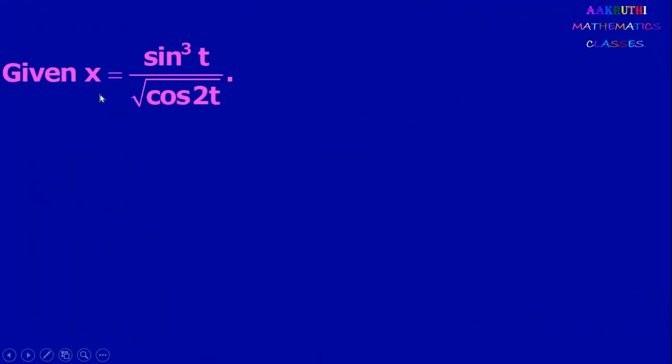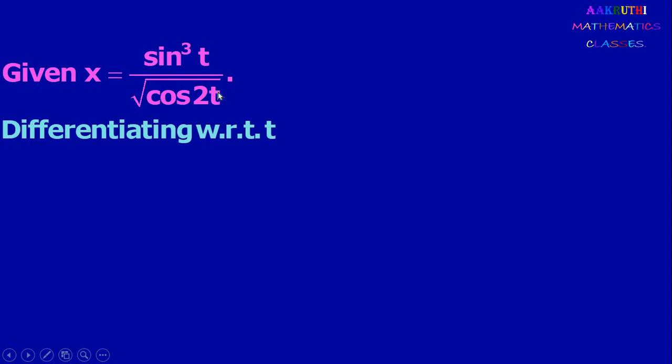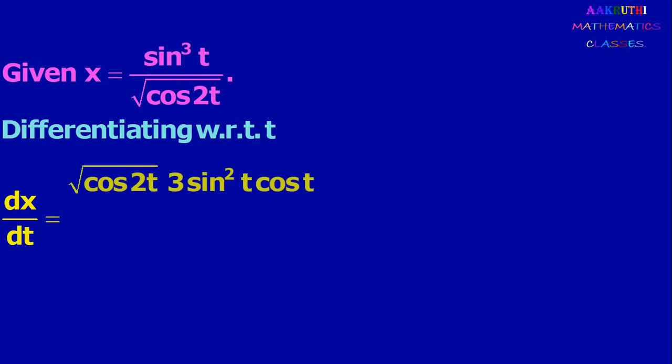Now here it is given x equal to sin cube t divided by root of cos 2t. So here t is the parameter, you have to differentiate with respect to t. And here x equal to sin cube t divided by root of cos 2t, it is of the form u by v. You have to apply quotient rule to find dx by dt. So dx by dt is, right, first denominator, it is root of cos 2t, and differentiate numerator.